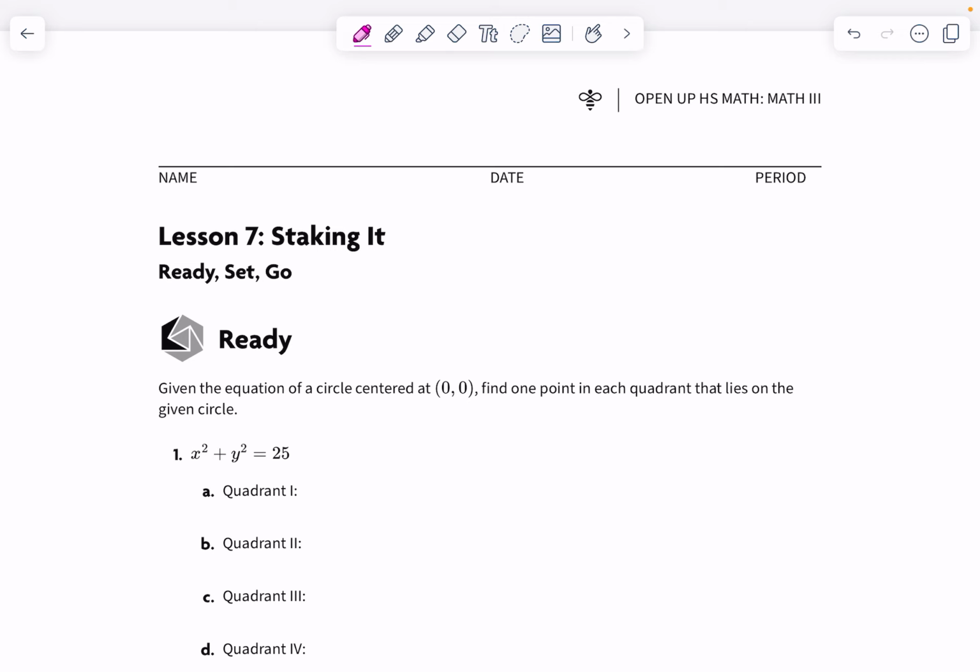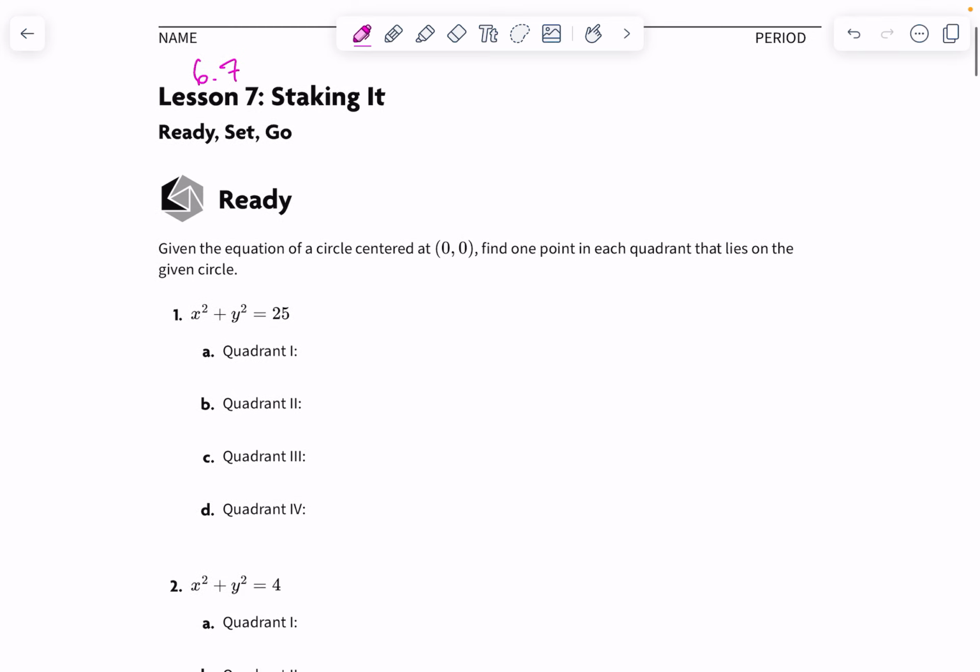Let's get to it. Lesson 6.7, staking it. Whatever that means. Okay. Ready, set, go. Given the equation of a circle centered at 0, 0, find 1 point, so that means x and y, right? x and y in each quadrant that lies on this given circle. So it has to lie on this circle.